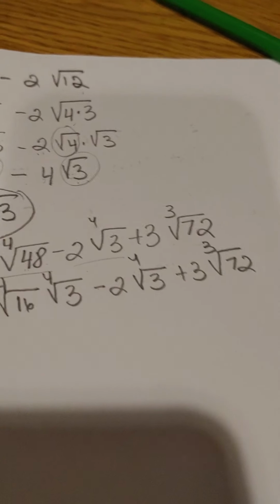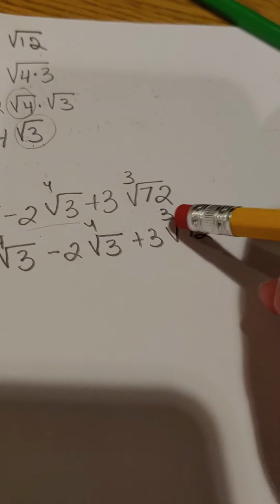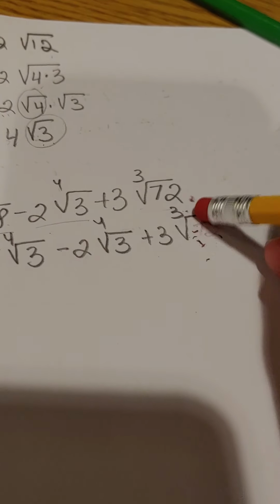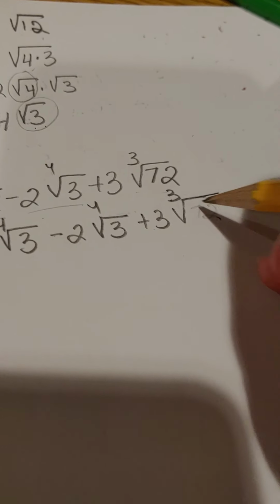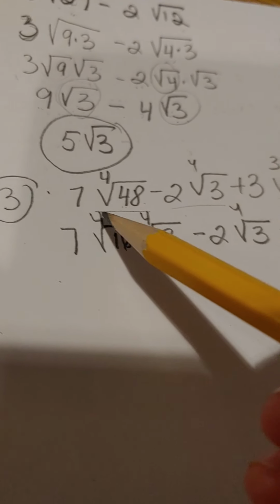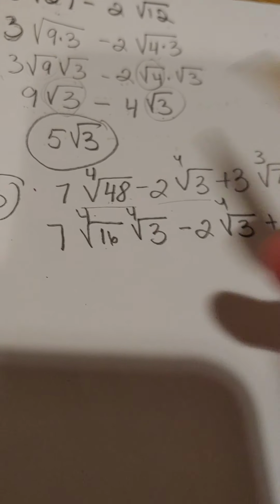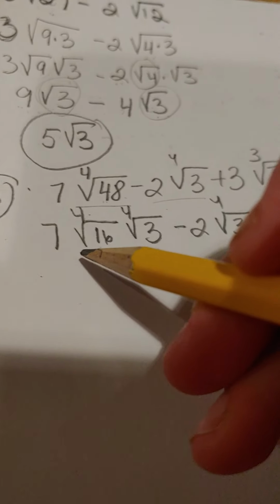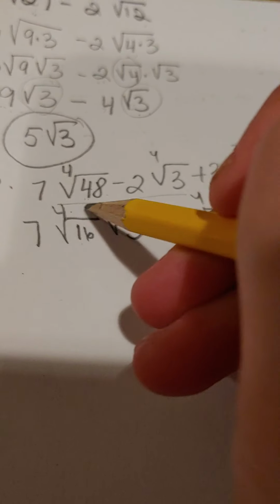I'm going to split the 72 now, so I'm going to get rid of the 72, and it's 8 times 9. The fourth degree root of 16 is 2, because 2 times 2 is 4, times 2 is 8, times 2 is 16. So the whole thing is 2.